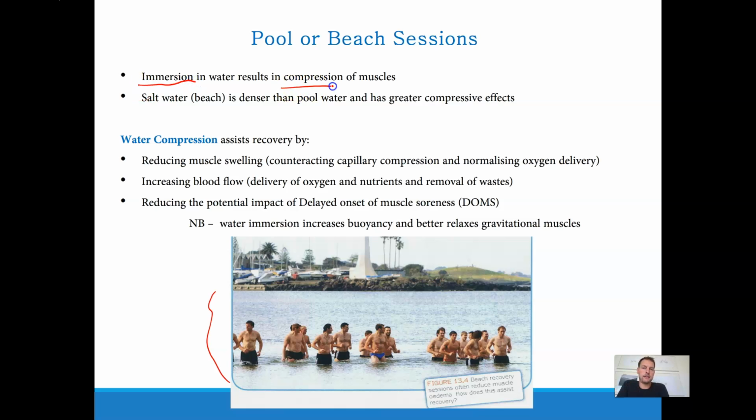As a part of that, it acts as a compression. So when you're in the water, the actual pressure of the water actually pushes down on your muscles, and especially in salt water. So if they're going down to the beach, that pressure on the body is going to help to promote the blood flow and also reduce the swelling. So it's helping to reduce that muscle swelling. It's also going to increase the blood flow. Again, increasing blood flow means we've got more oxygen and we're going to remove more waste. This one's also a really good way of decreasing that delayed onset of muscle soreness, or DOMS.